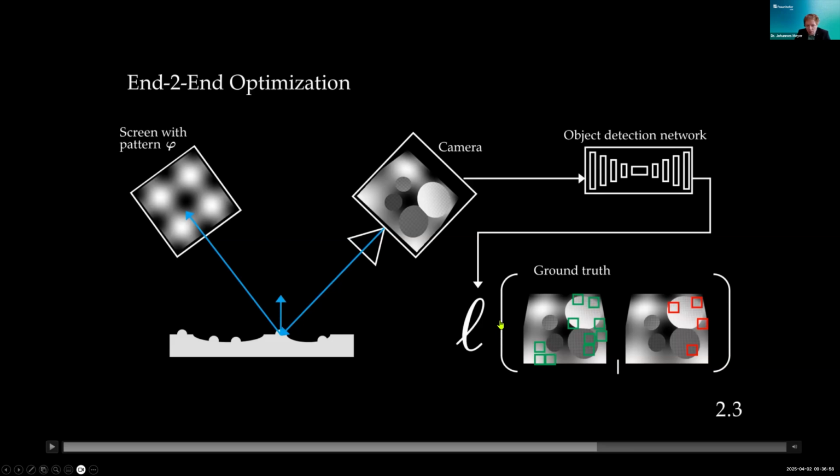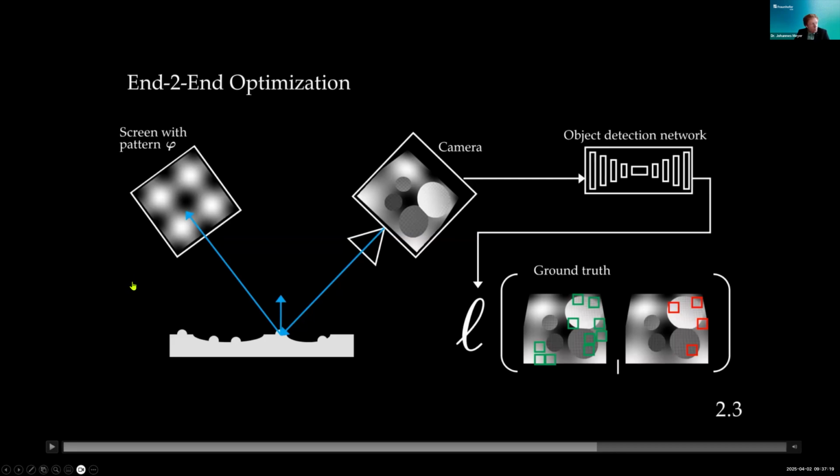And this is the typical goal of machine learning, that you want to minimize this loss function. So you want to get the response of your network closer to your ground truth. But how can we now achieve to optimize the screen pattern? I mean, it's clear that we can optimize the network parameters, but how can we optimize the screen pattern?